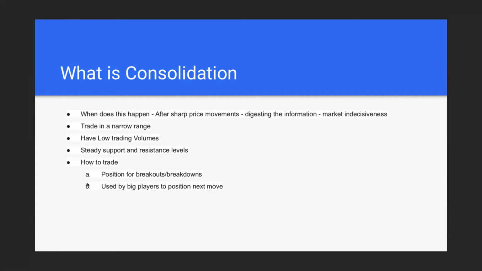Now, if this is the case, how to trade this? People position for breakouts, guys. Breakout is one of the biggest patterns in the stock chart, right? What do I mean by breakout? We'll talk about different patterns where we'll talk about breakouts. A breakout is nothing but the price breaking out of the narrow range and making a move further, okay? Breakouts are considered to be the most profitable move that you can make in trading, okay?